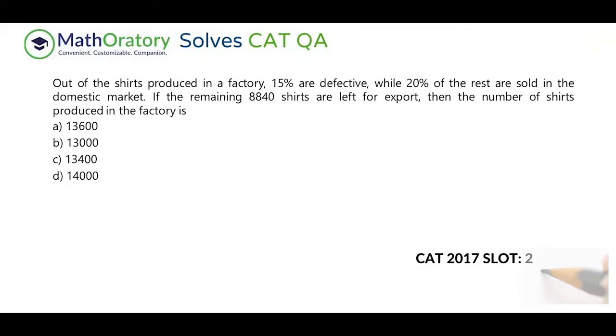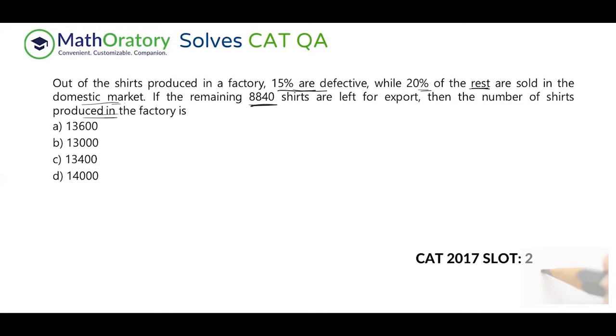Okay, so this is a percentage question. It's mentioned that out of the shirts produced in a factory, 15% are defective, 20% of the rest are sold in the domestic market, and the remaining 8840. Then what is the number of shirts produced in the factory?